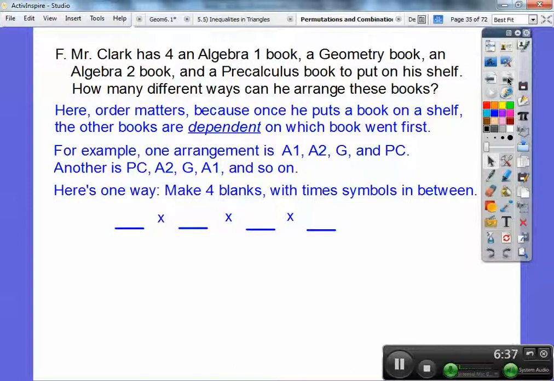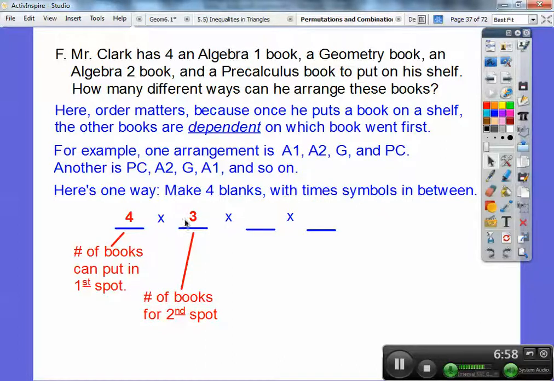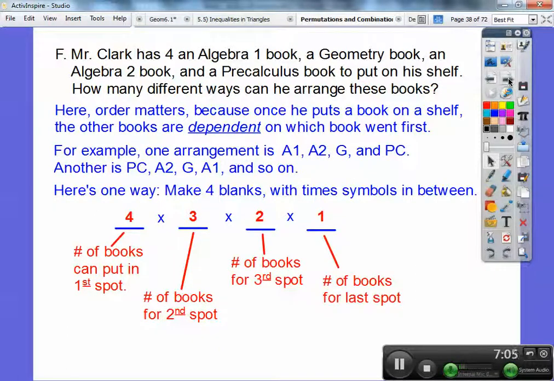Here's one way. Make 4 blanks with multiplication symbols in between them. How many choices does he have for this first spot? He has 4 books he can put in that spot. Now that he's used that 1 book, he only has 3 more books for the next spot. Since he's used those 2 books, he only has 2 more books for this spot, and then finally 1 more book for that spot. So 4 times 3 times 2 times 1. So there's 24 different ways Mr. Clark can arrange his 4 textbooks.